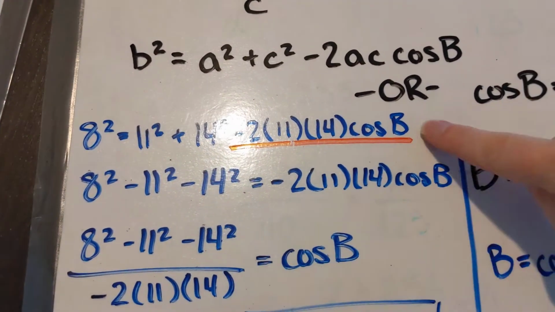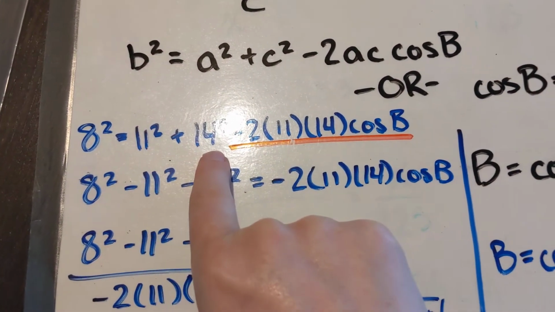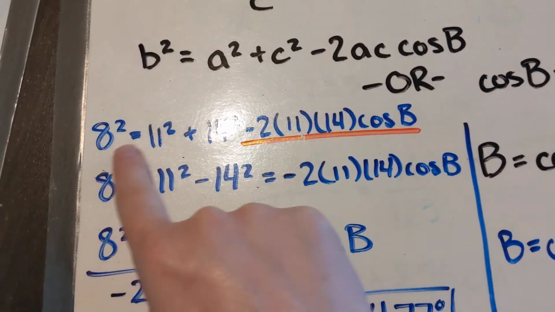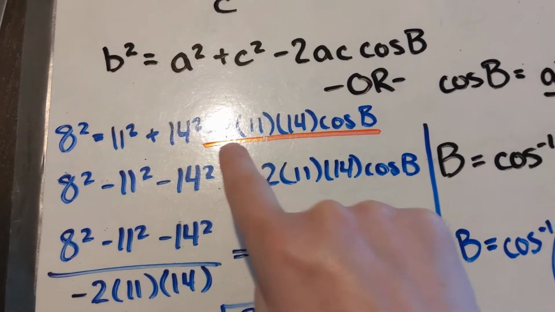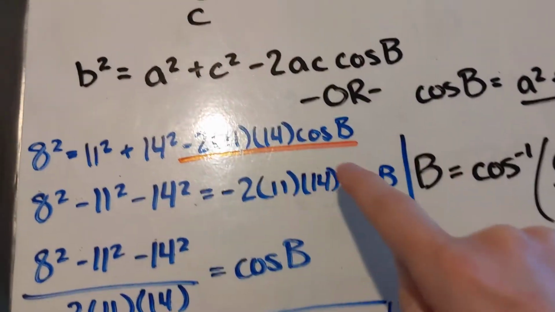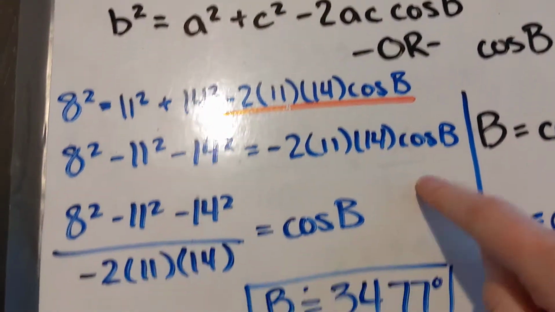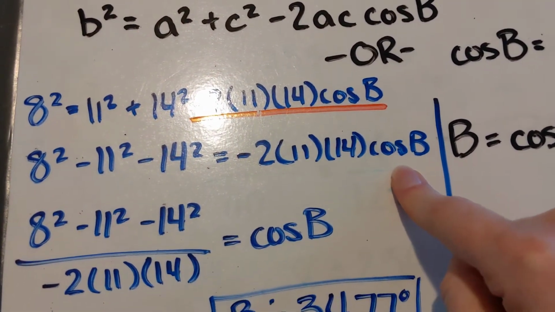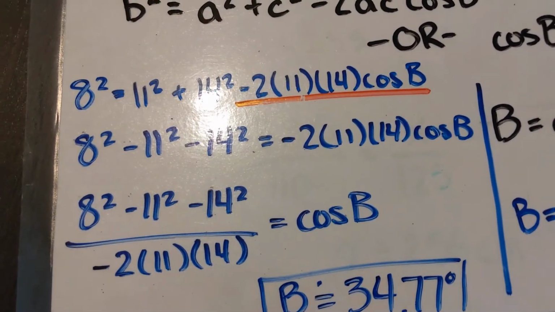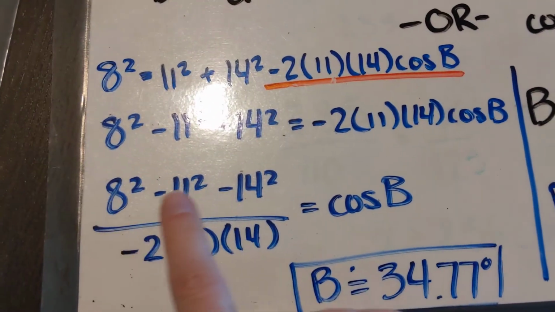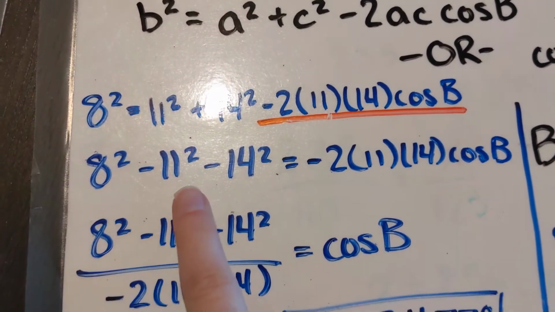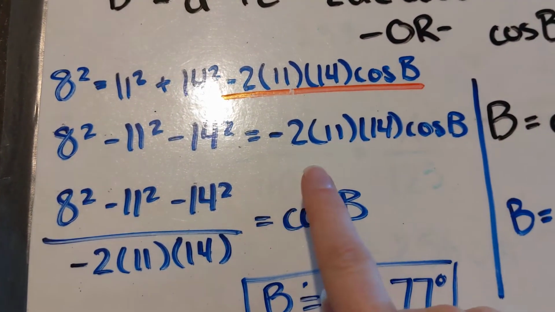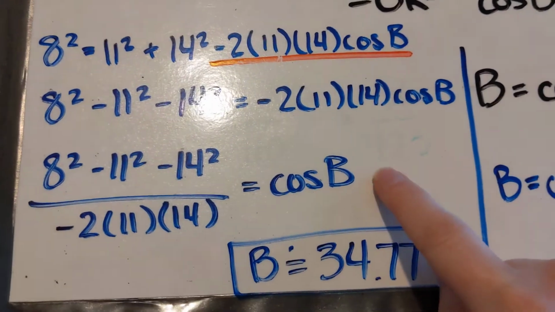What I've done from here to here is I just took the 11 and the 14 that are both squared and subtracted them from both sides, so now they're over here. So 8 squared minus this is equal to everything that I underlined in red above. Then, since all of these things are being multiplied together now, you can divide them out on both sides. So this is what I had here: 8 squared minus 11 squared minus 14 squared, divided by negative 2 times 11 times 14, and that will give me cos B.